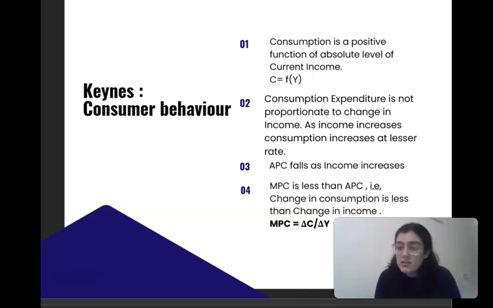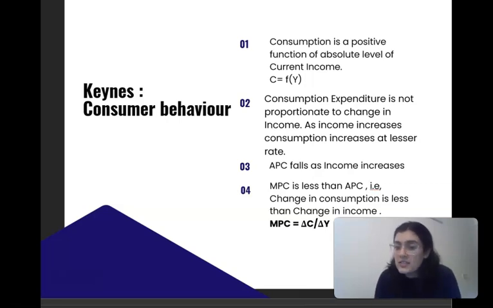So average propensity to consume falls as income increases, because income is increasing at a higher rate, and consumption is increasing, but not at a very high rate. So C upon Y: the numerator is smaller than the denominator, and the denominator is increasing, but the numerator is not increasing in the same proportion, or it is increasing at a decreasing rate. Then surely the APC will show that it's falling down.